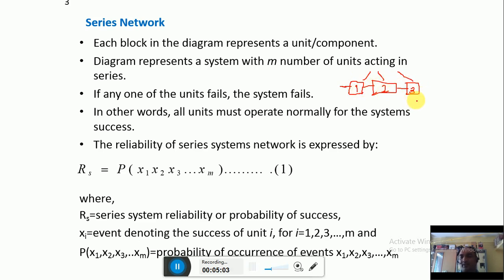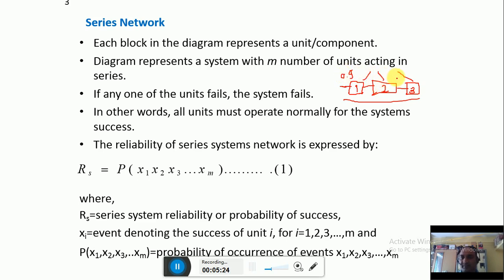Then how to calculate the reliability of the system? Can you imagine, if these three components are in series, and let us say that the reliability of the first component is 0.9, that is 90%. Reliability is always between 0 and 1. So let us consider the reliability of this component is 0.9.